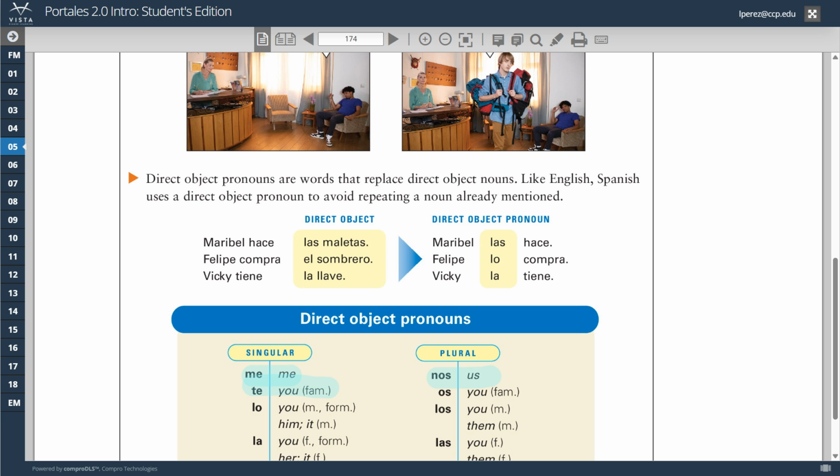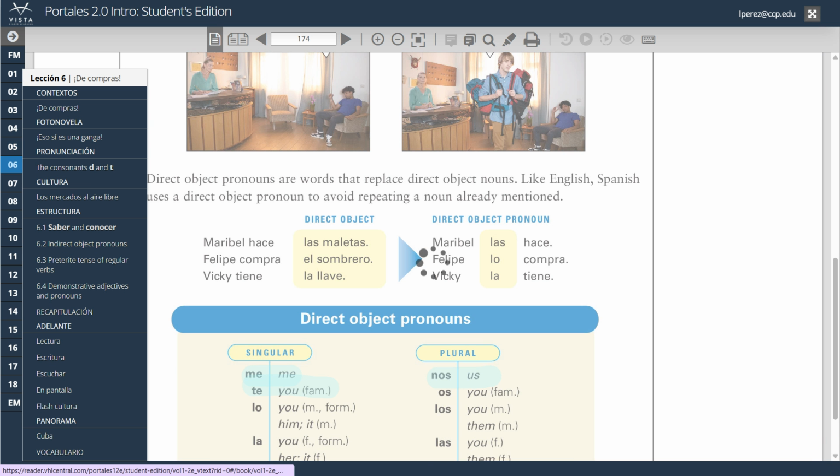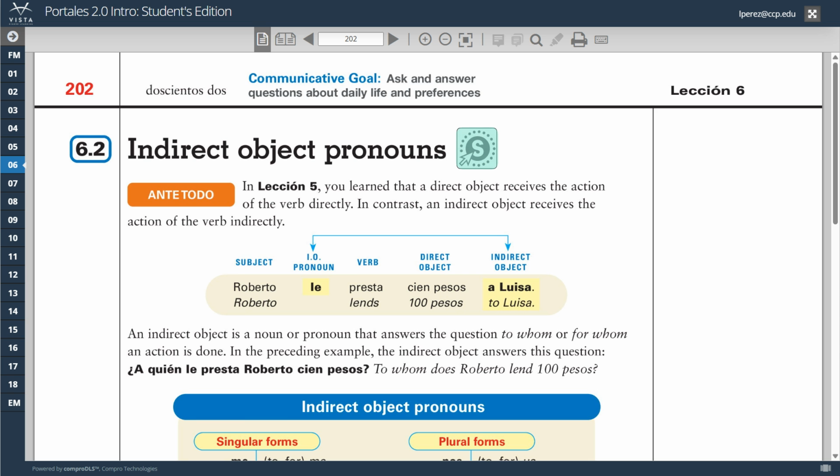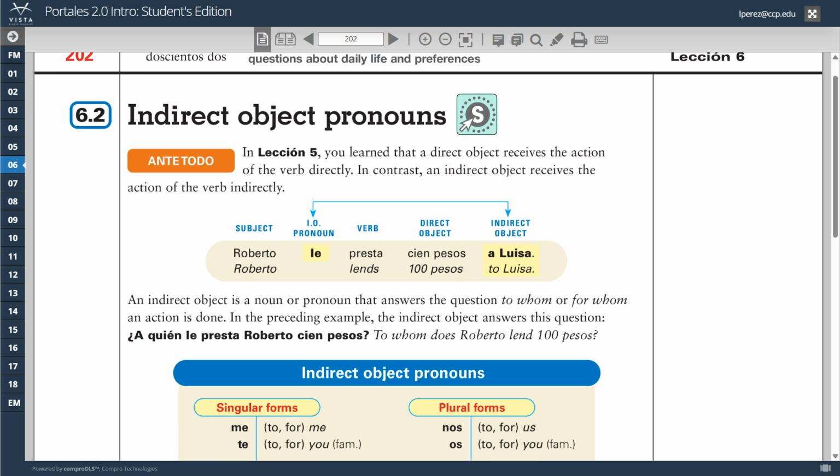So it's the thing that is directly impacted by the verb. I eat pizza, pizza is my direct object. I watch TV, TV is what I watch. I call my mom is who I call. So your direct object is a noun, but it can be a person or it can be a thing. With that being said, let's go back to where we were in chapter 6 on indirect object pronouns. We just have extra elements now.